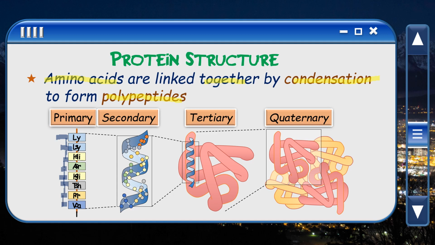This one is our primary structure, where we have the amino acids linked together by condensation. When you link this amino acid to this one, you lose a water molecule. Link that one to this one, you lose a water molecule, and so on until you finish the last one. That releasing of water is what we refer to as condensation. So from one amino acid to another amino acid, we end up forming polypeptides.